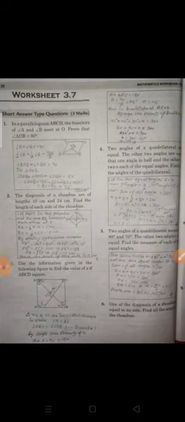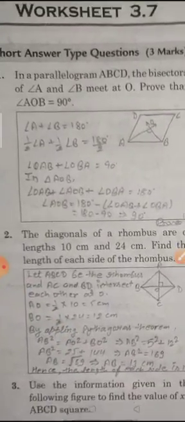Evening class, 8th grade students, this is your math workbook. Now we start worksheet 3.7. This is question number one.